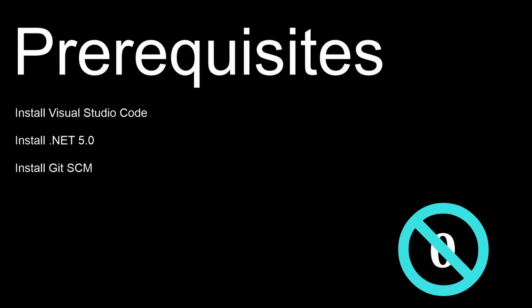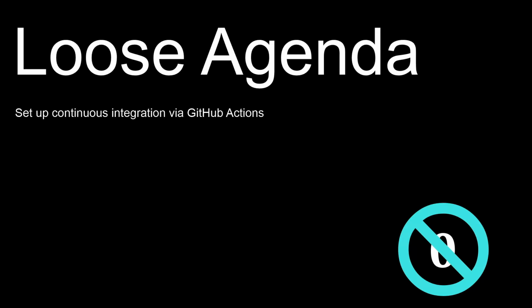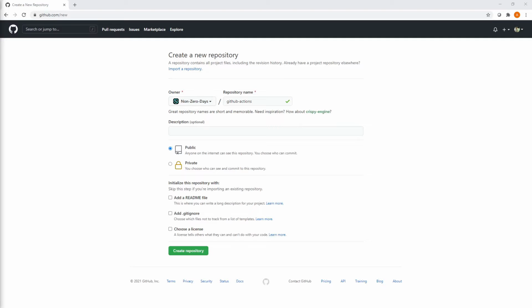Today's prerequisites include Visual Studio Code, .NET 5.0, and the Git SCM. The goal of this exercise will be to set up continuous integration via GitHub Actions. To begin, we'll create a new GitHub repository, and then we'll clone that down locally and open a terminal to it.